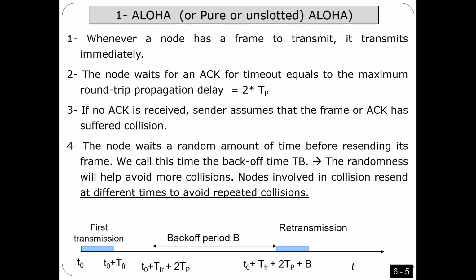I'm going to say it again. Number one, if you want to transmit, go ahead, immediately transmit. Number two, if I don't receive acknowledgement during a certain time, I'm going to assume collision happened, and then I have to retransmit. But I'm not going to retransmit immediately. I'm going to wait for a random time, we call it backoff period, and then transmit again. So if you look at how it looks like here, number one, look at this one here.